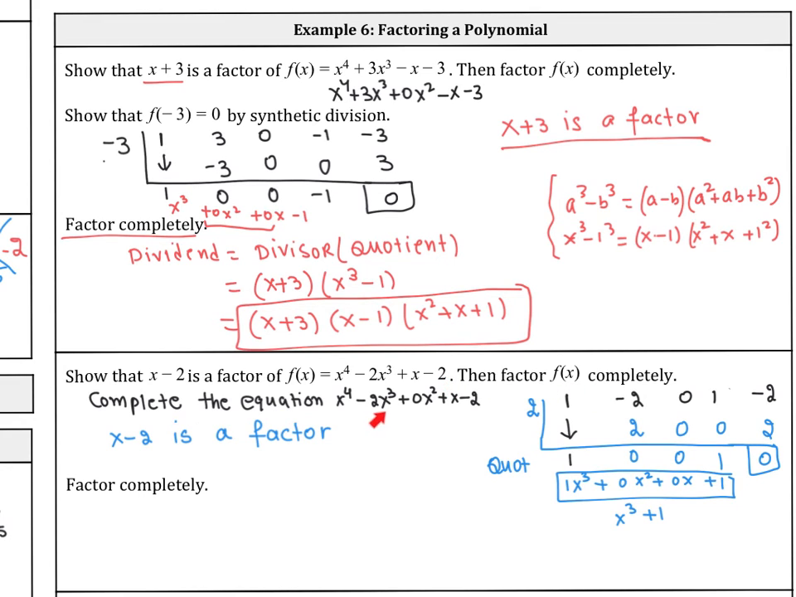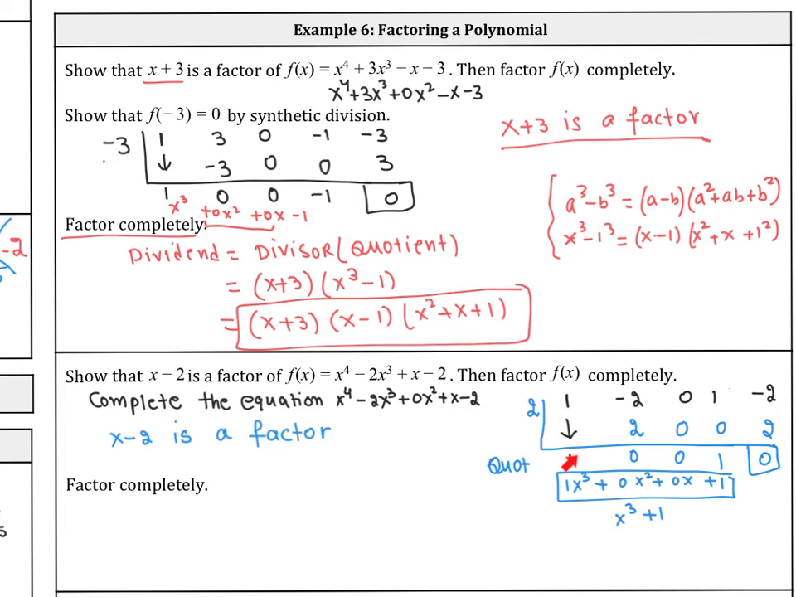First we are going to complete this equation by plugging in 0x squared, because the x squared term is missing. To write down 0x squared for the missing term, I'm going to use x equals 2. So remember, this is in factor form, so we're going to use the opposite sign. So we're going to use 2 for synthetic division. And right here you're going to write down the coefficients, that is 1, -2, 0, 1 and -2.